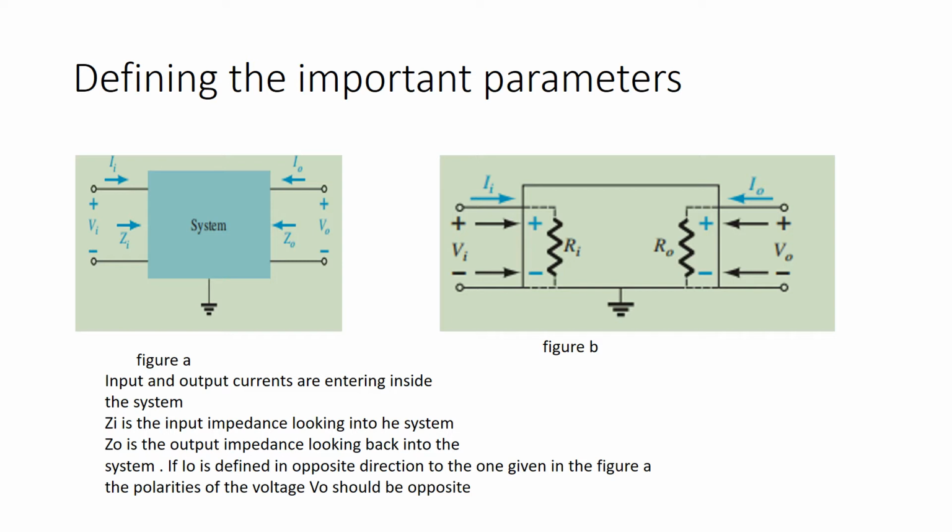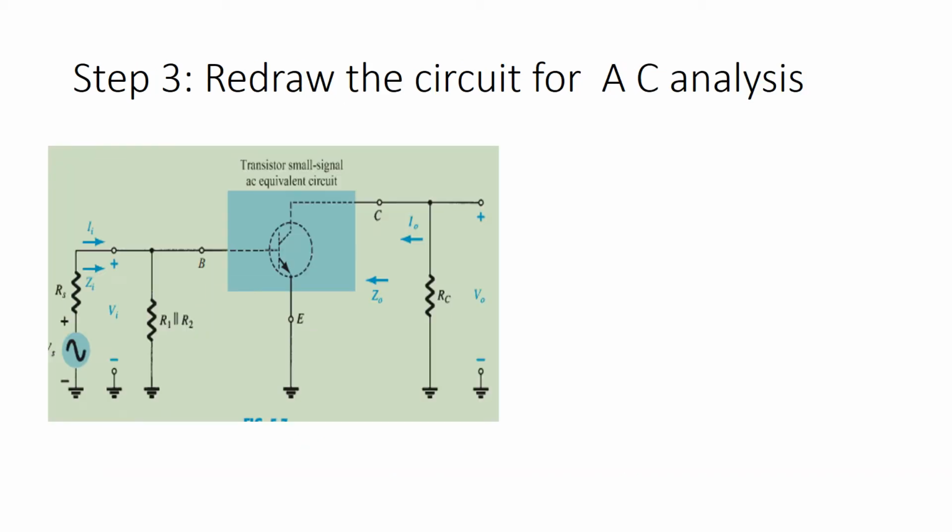Zi is the input impedance looking into the system. Z0 is the output impedance looking back into the system. If I0 is defined in the opposite direction to the one given in figure A, the polarity of V0 should be opposite. So redraw the circuit for AC analysis. While redrawing, all the capacitors are short circuited, as well as the DC sources. Now this particular network is ready for AC analysis. So we have refined our network.